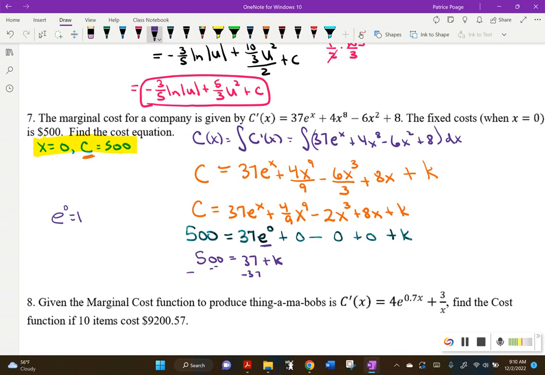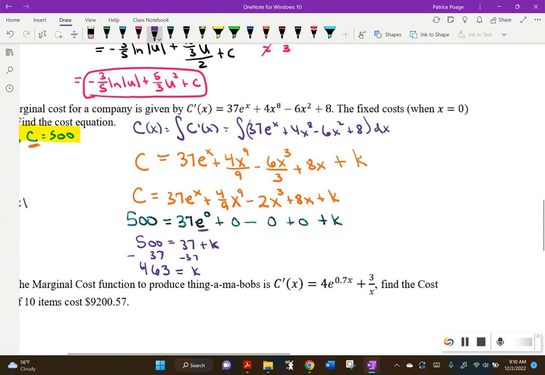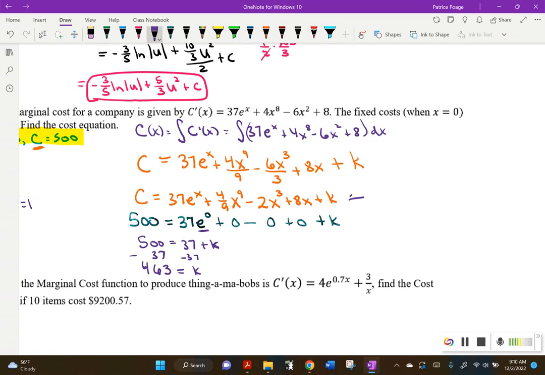Subtract 37 from both sides, and we get 463 equals k. And so my final equation is going to be this one, but with the actual k value put in. And so I'll have my cost equation equals 37e to the x plus 4/9 x to the 9th minus 2x cubed plus 8x plus the k I found.